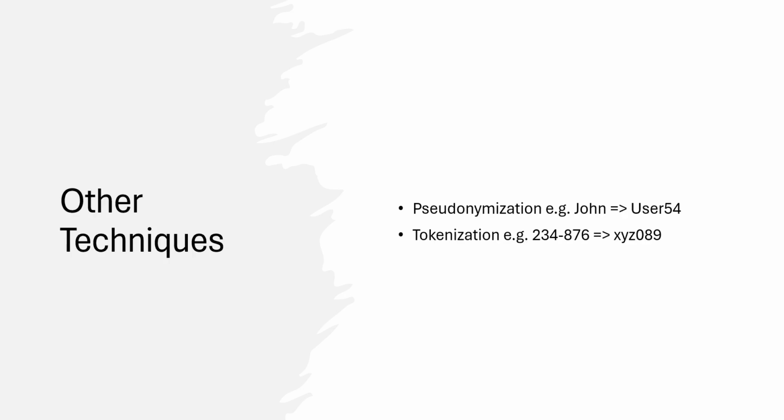Other techniques are also pseudonymization. So pseudonymization is just replacing confidential information with pseudonyms, right? In the example here, let's say the name is John. I can pseudonymize it by saying user 54. So the system or the person who is in charge of this knows that user 54 is a certain person. So while feeding the AI, you just use user 54. You're not going to use John again. So this is pseudonymization.